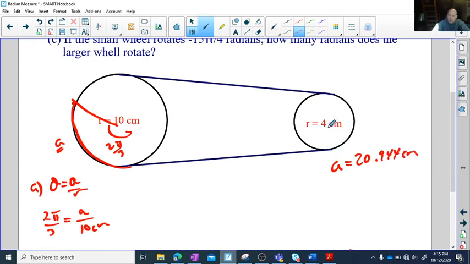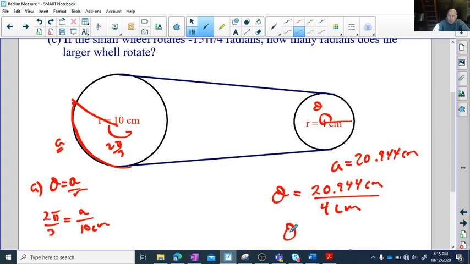So if I wanted to calculate the angle, theta, that it spun through in order to travel that distance, I would go to my formula, theta equals arc, 20.944 centimeters, divided by the radius, which was 4 centimeters, and that will give me my angle in radians. So I take 20.944, divide that by 4, and get 5.236 radians.